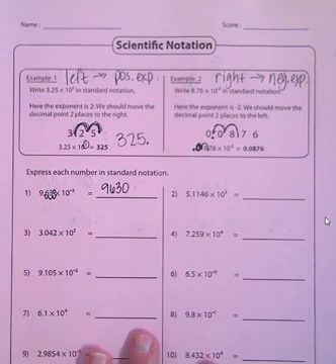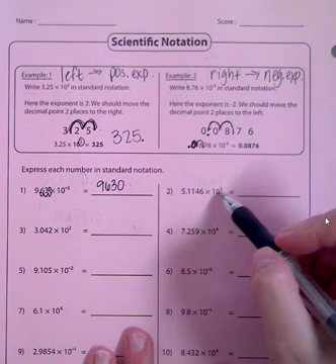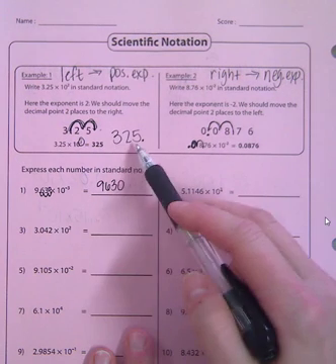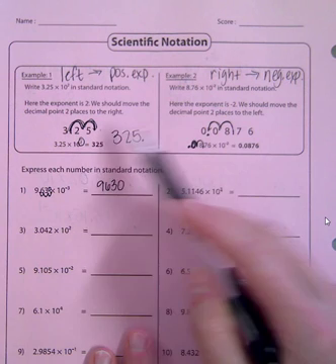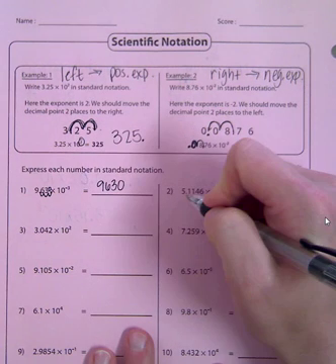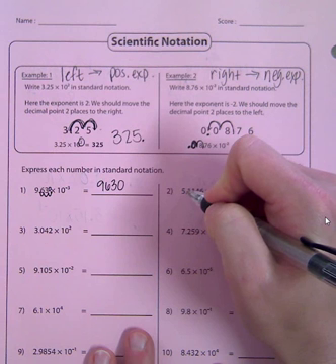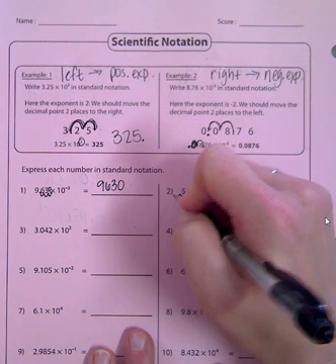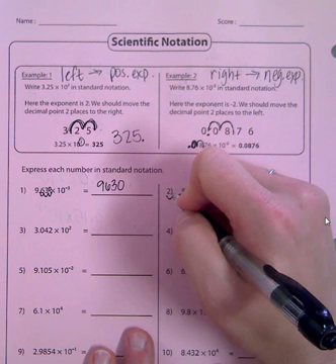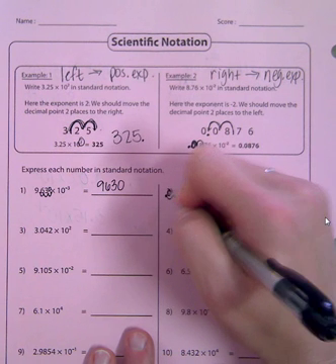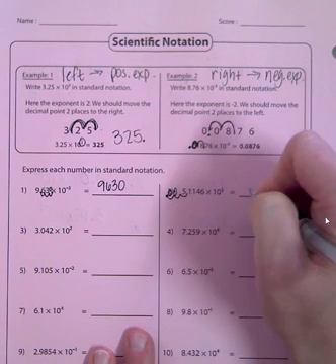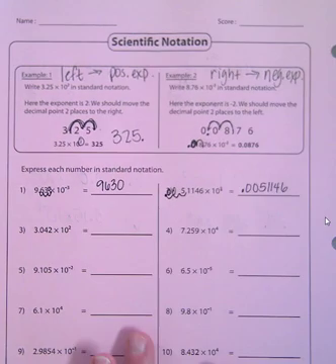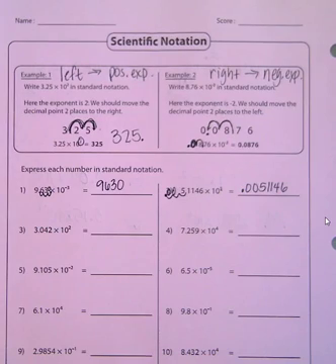Okay, and on this one, it's a positive exponent, positive 3. You're going to move it to the left, okay? So it becomes 1, 2, 3, okay? So you have 2 filler zeros, 0.005146 is your answer. And let me show you how to check those.